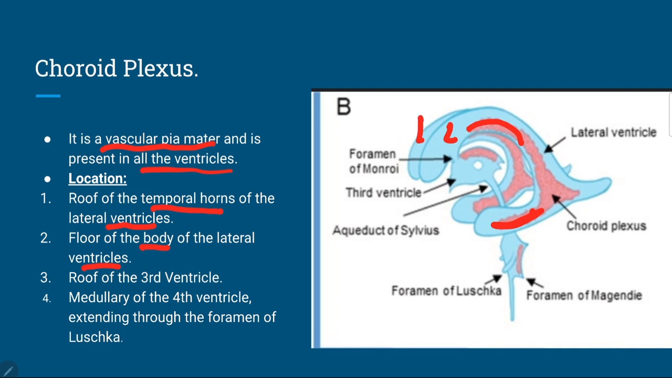The next one is the roof of the third ventricle. This is the third ventricle and the roof of the third ventricle, and the medullary region of the fourth ventricle extending through the foramen of Luschka. If you remember, the foramen of Luschka is the lateral aperture. So this is the fourth ventricle right here, and this is where the choroid plexus is present.